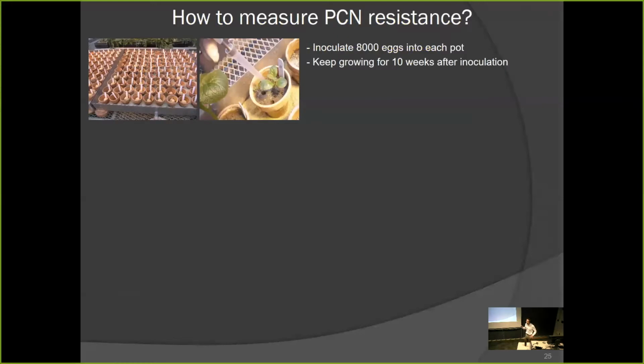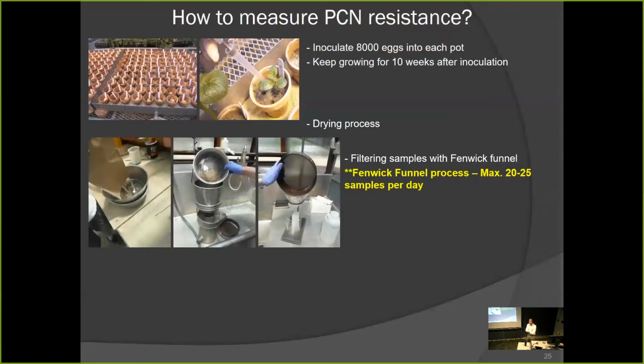for 10 weeks. Once the plants started to wilt, I transferred all the soil and plant material into paper bags and waited 1 month for the drying period. Once all samples were completely dried, the samples were transferred to the Fenwick funnel.